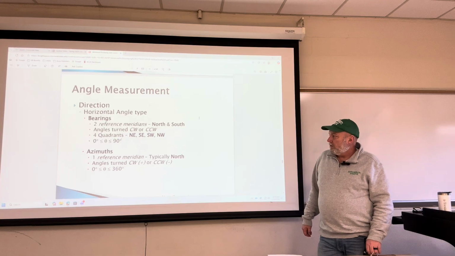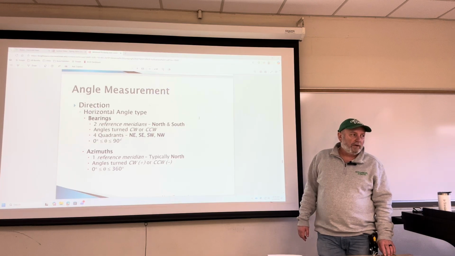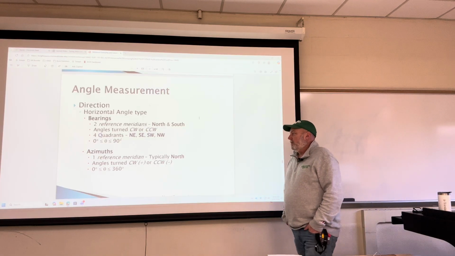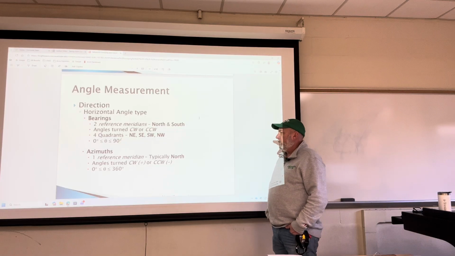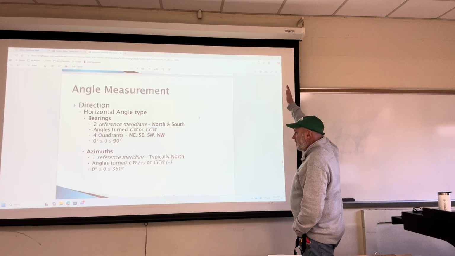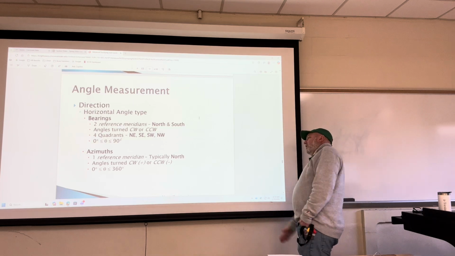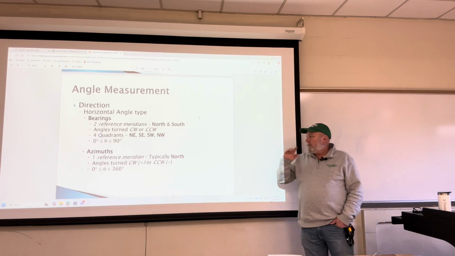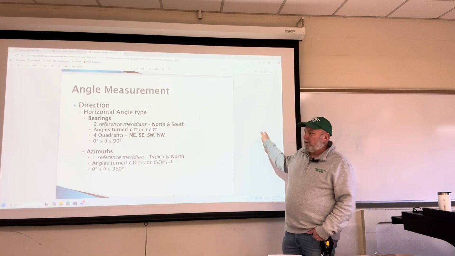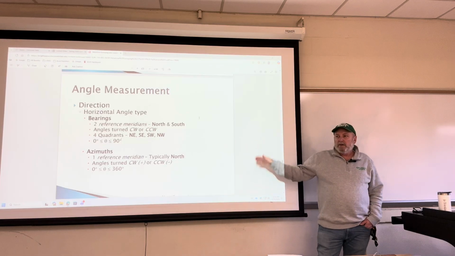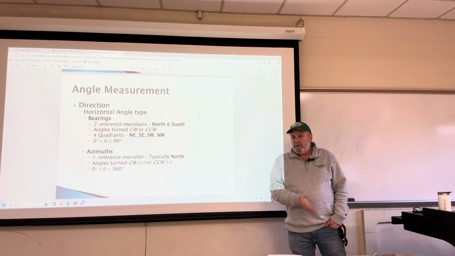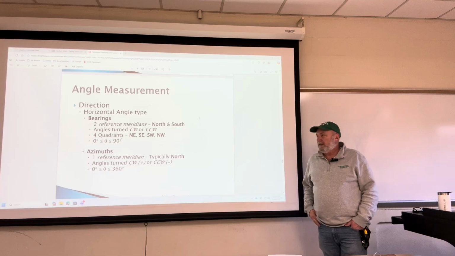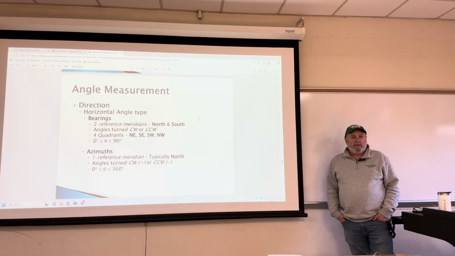Your azimuths, okay, there's one reference meridian, so north. They can be turned clockwise or counterclockwise. I've always seen them going clockwise. So starting due north, heading towards the east, going all the way around back up to north again, a full circle. So when you hit due east, a due east azimuth would be 90 degrees. Due south would be 180 degrees. Due west would be 270 degrees. And then back up again. Make sense? Maybe? Yeah?